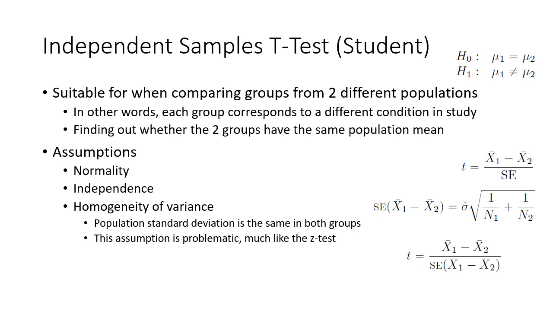We must assume that the population standard deviation is the same in both groups, or in other words, there is a homogeneity of variance. This problem is similar to that of the z-test. If we don't assume that the two groups have the same mean, then we really shouldn't assume that they're going to have the same standard deviation. Now, we can't always assume this with every study, hence why we have the Welch's independent samples t-test.